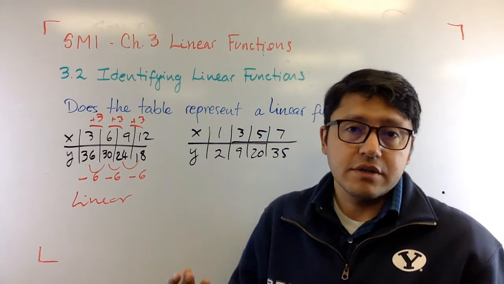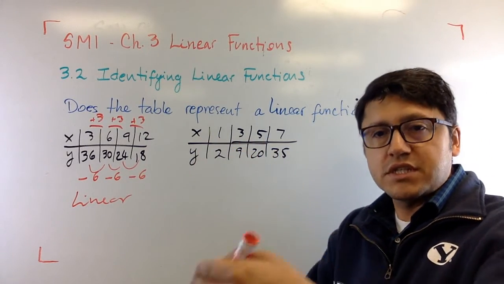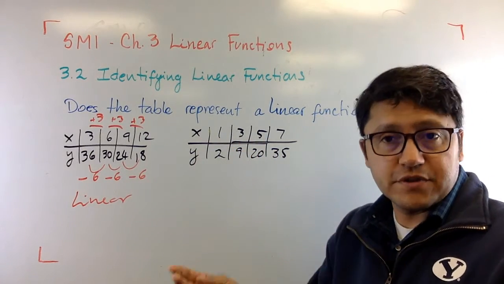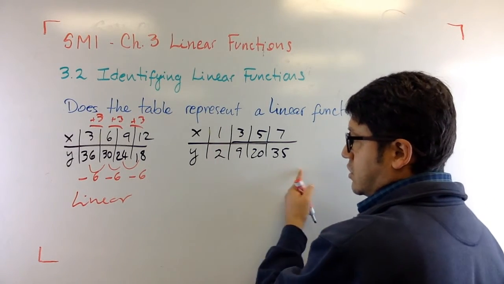Now let's take a look at the second and see what we get. Okay, let's take a look at the inputs. 1, 3, 5, 7. It's consistent. Plus 2, plus 2, plus 2. Okay, this is the first thing we need to make sure, but it doesn't tell you anything yet. And now let's take a look at the y values.